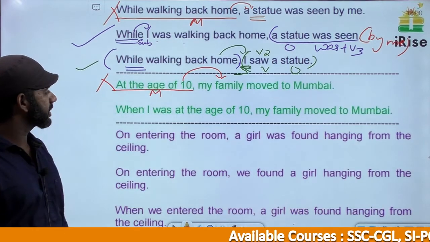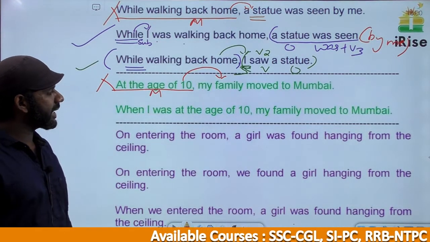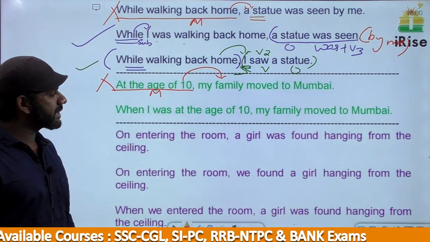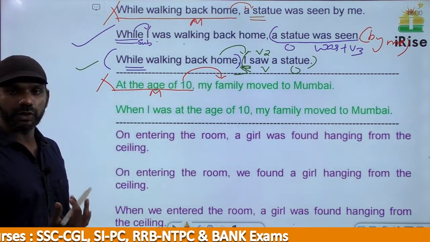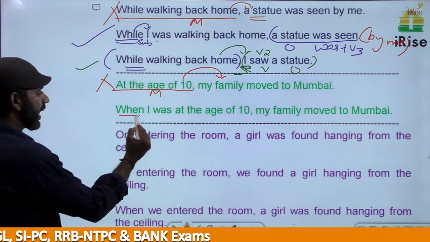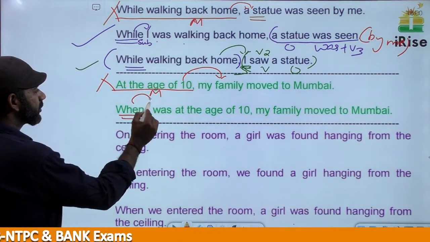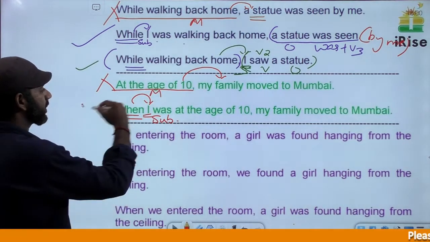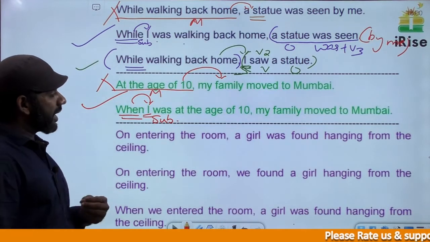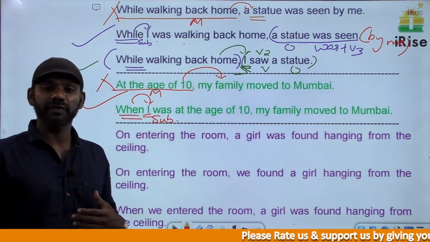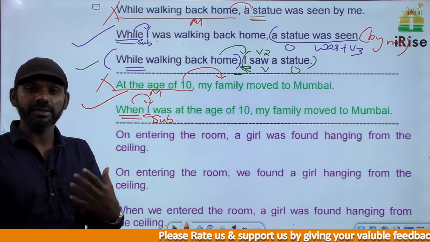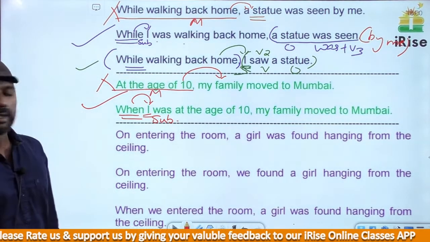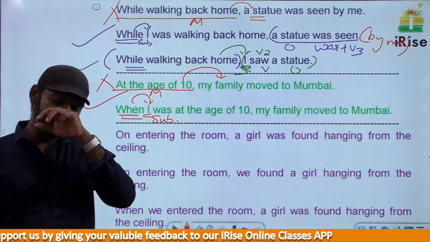Come to the next sentence. When I was at the age of 10, who was at the age of 10? I. When I was at the age of 10, comma, my family moved to Mumbai. When is an adverbial modifier. Immediately after when, we have the subject I, an exception with adverbial modifiers. Grammatically correct, makes sense. That means I was the age of 10. Getting it? Now we can find the errors and modifiers in newspapers as well.